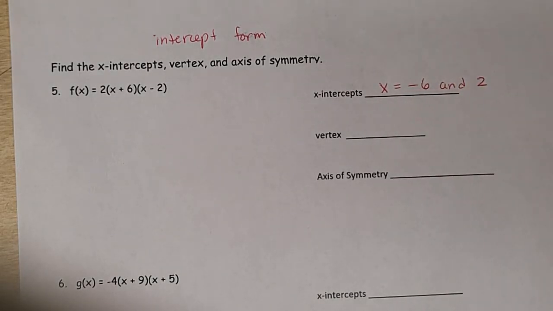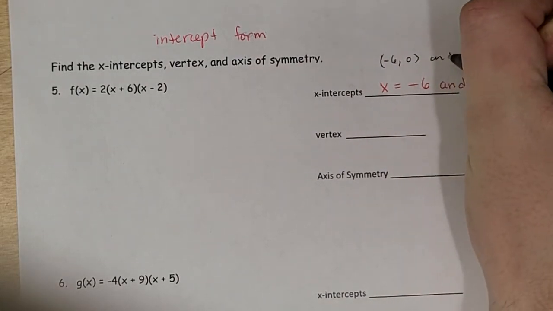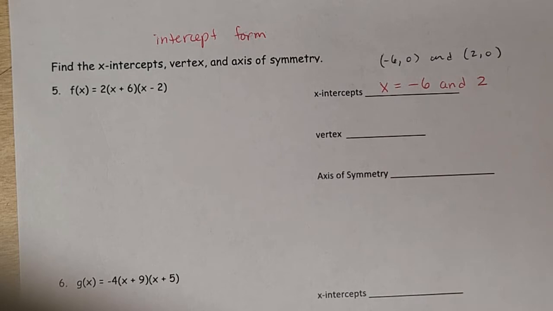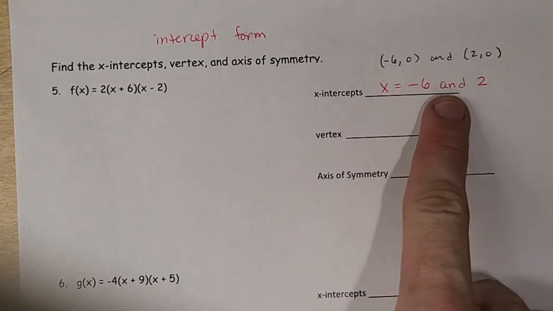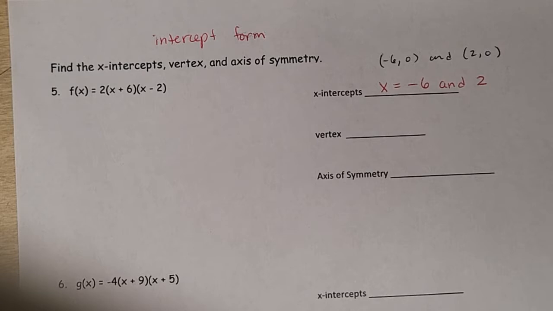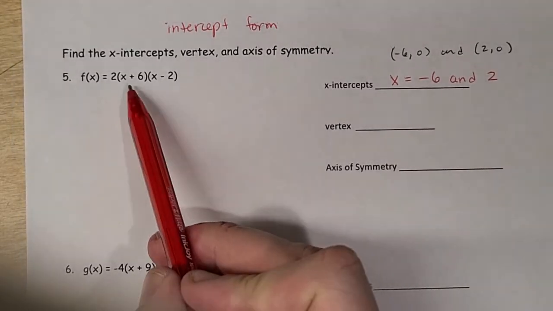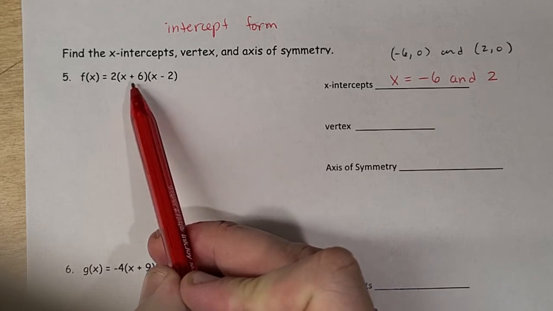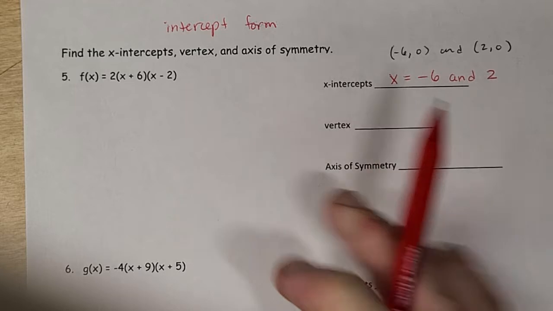Sometimes you'll see these written as points. You'll see -6, 0 and 2, 0, and that's fine. I'm cool with that. I'd actually almost prefer the points, but the lazy way of just writing x equals -6 and 2 is totally fine with me. Okay, -6 and 2, and that just comes from the opposites of these 2 numbers right here. So instead of +6, I have a -6. Instead of -2, I have a +2.